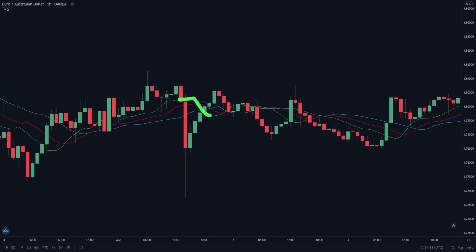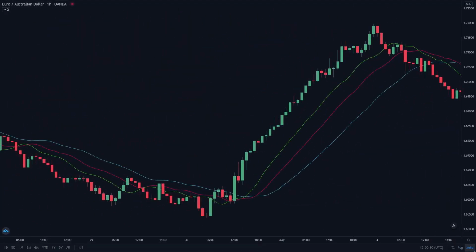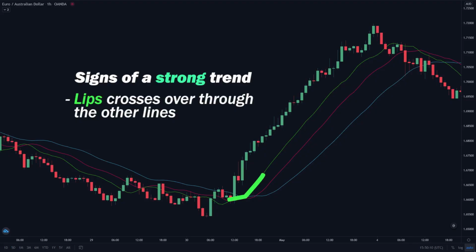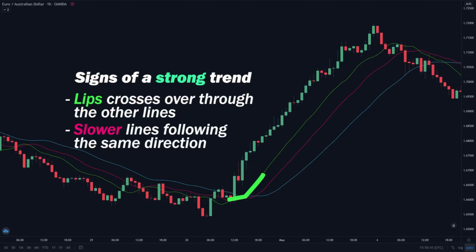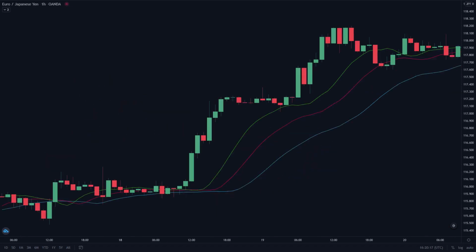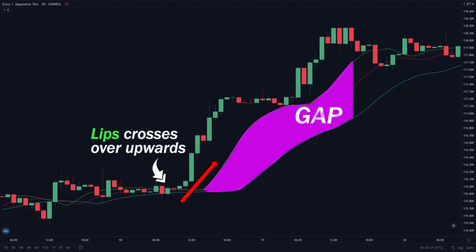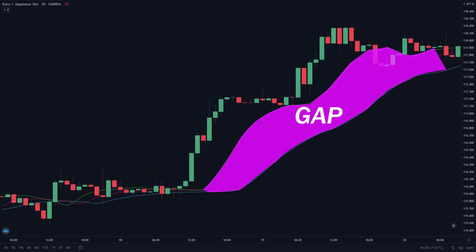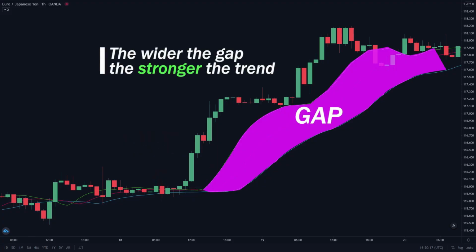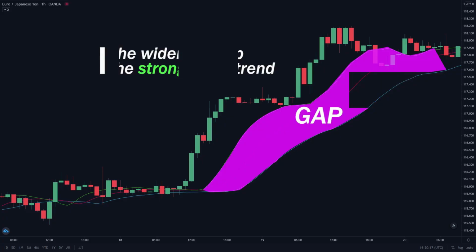We can also identify if a strong trend momentum is happening in the market by looking at whether the lips cross over through the other lines, plus the slower lines following in that direction. For example, in this chart, the lips cross over upwards while creating a gap between the lines. These gaps are very important because they show how strong a trend is. The wider the gap, the stronger the trend will be.